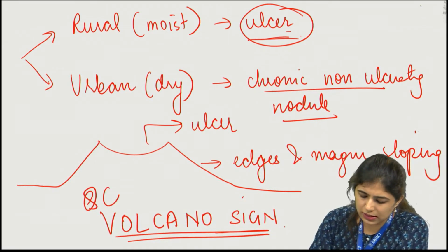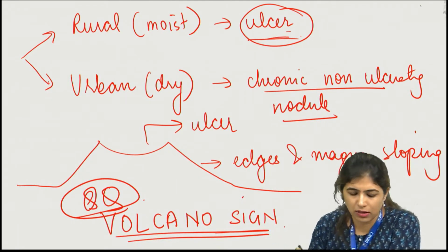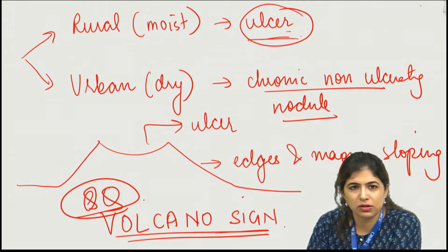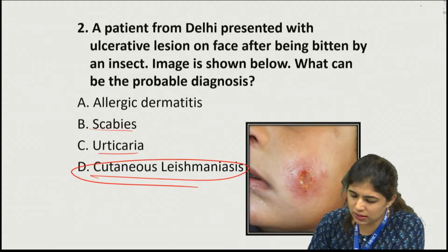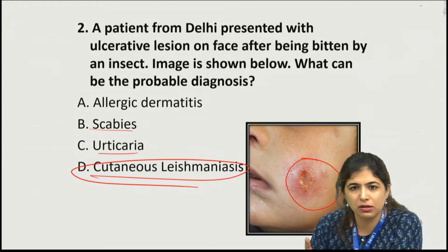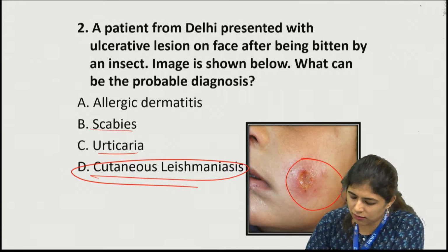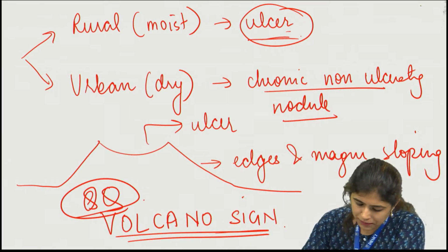Please remember, this is an important question. Volcano sign is seen in. If you come back to the image shown in this question, you will notice that on the side view, this will look like a volcano. So with the same image, they can also ask you what sign is being manifest in this image. Answer would be volcano sign, right?